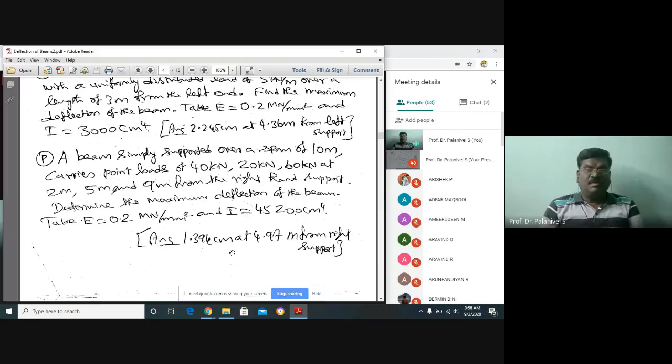Now you are asked to determine maximum deflection. We don't know where the deflection will be maximum. Normally it will occur at midspan. Suppose you feel the maximum deflection occurs between the portion of 40 kilonewton and 20 kilonewton. Equate the slope equation of the first two parts to 0. Determine what x is. If the x lies within this portion, good.